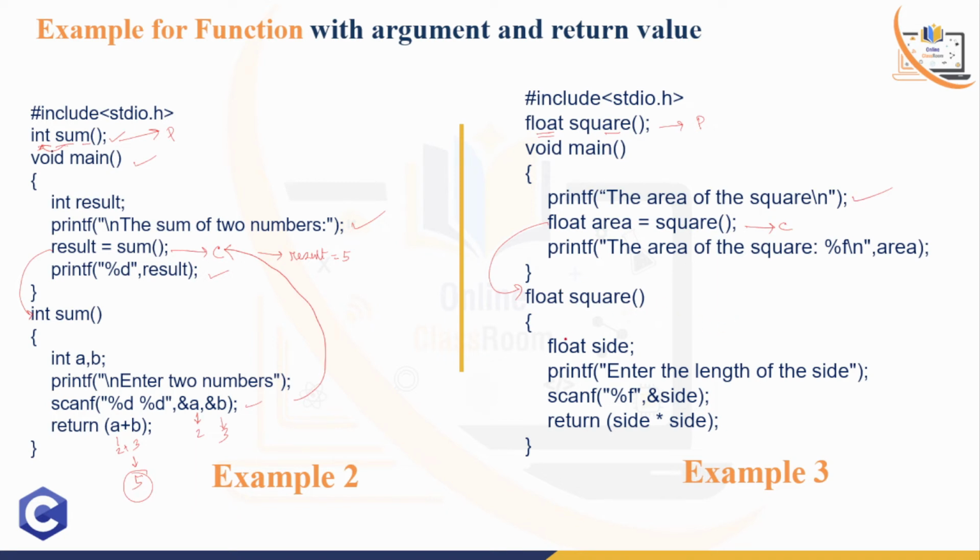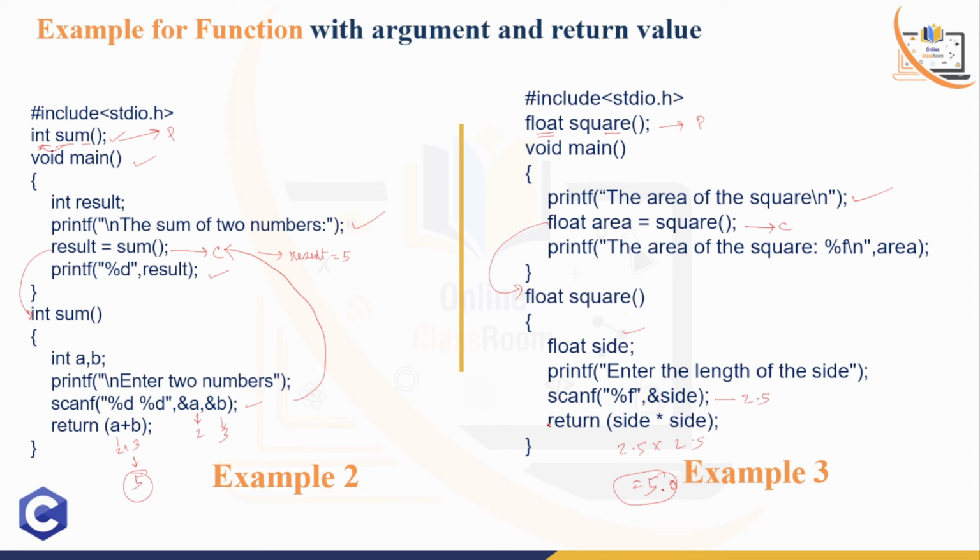Now again this is a float side. Suppose I just declare this side as a floating point variable, right? And suppose the length of the side is 2.5, and it will return side into side, it means 2.5 into 2.5, right? So it is nothing but 5.0 basically. Why is it 5.0? Because this is also a floating point number, right?